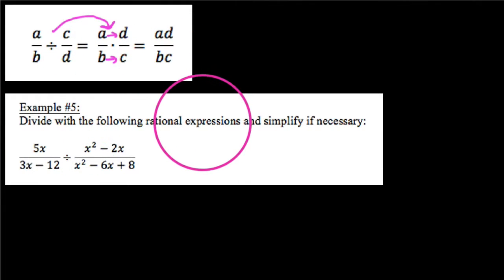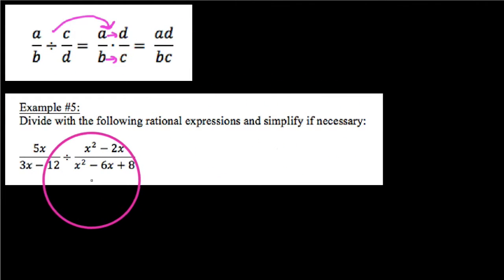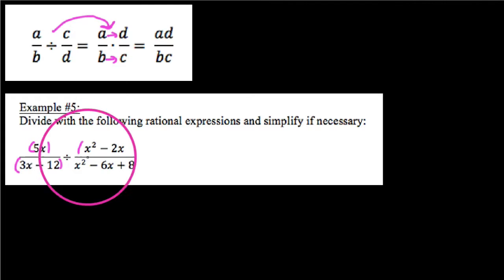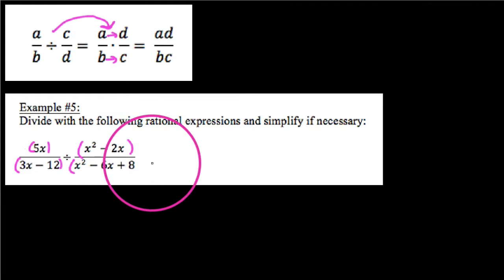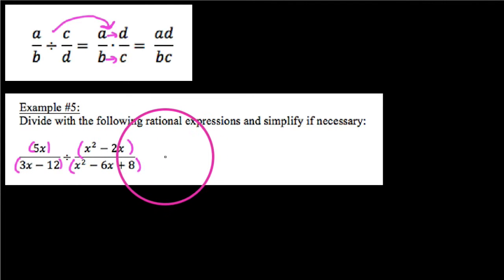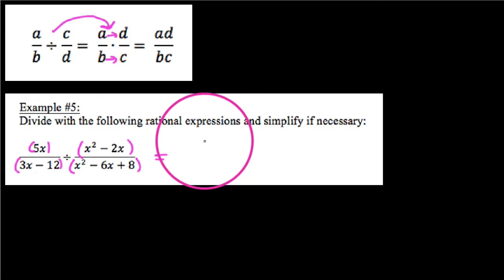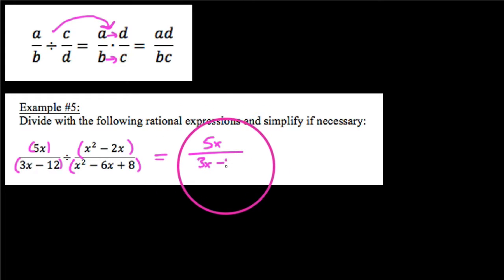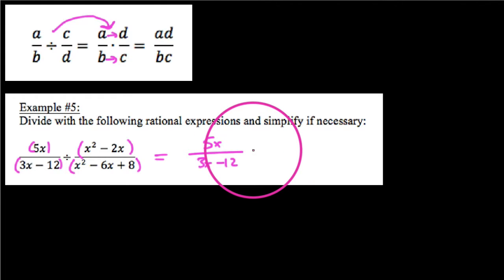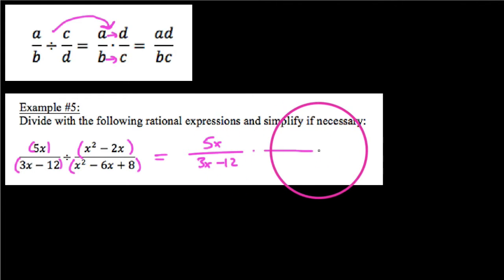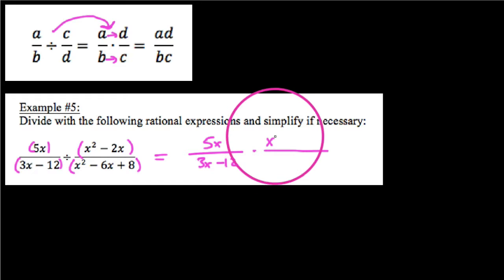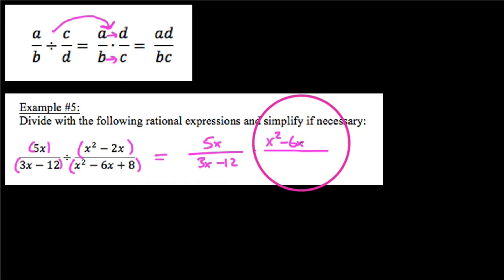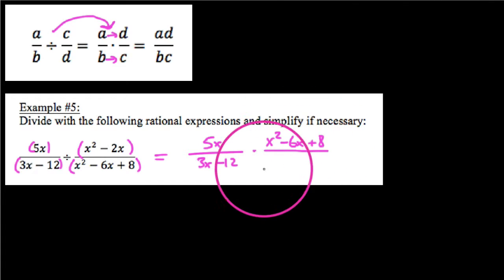So when we divide the following rational expressions and simplify where necessary, we notice that we have this first rational expression here: 5x on top over 3x minus 12, divided by x squared minus 2x, divided by x squared minus 6x plus 8. Well, the first thing we want to do is rewrite this expression so that we have 5x over 3x minus 12, and instead of dividing, we're going to multiply by the reciprocal of the divisor, the thing doing the dividing.